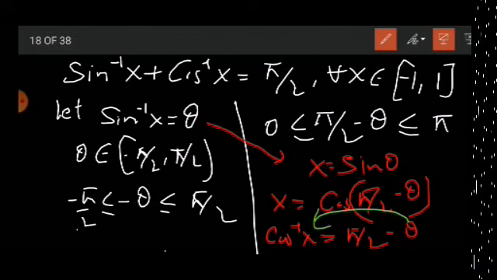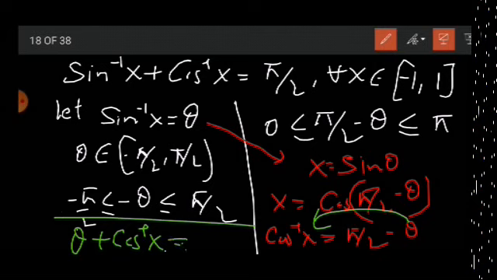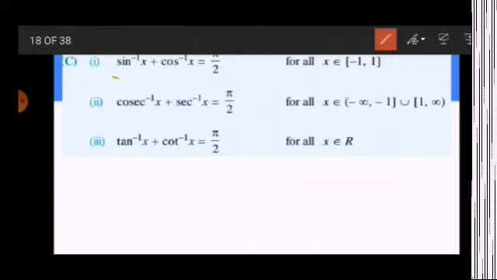So finally, what we consider here is that theta plus cos inverse x equals pi by 2, and hence we can say what we assumed over here. Now substitute the value of theta over here. So sin inverse x plus cos inverse x equals pi by 2. If you substitute theta, then sin inverse x plus cos inverse x equals pi by 2. This we can prove. So sin inverse x plus cos inverse x equals pi by 2, we can show this.